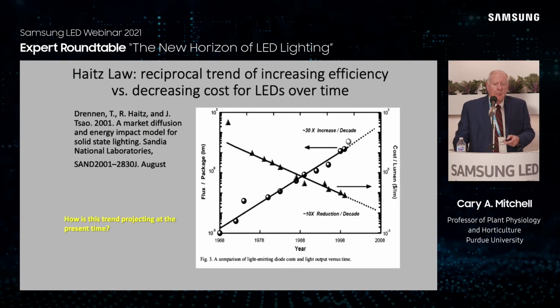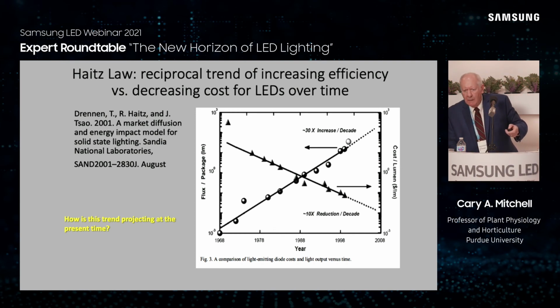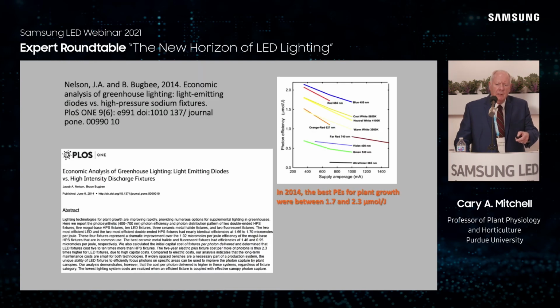All right, at the beginning of the 2000s, Haitz's law came out, and they projected that over the course of decades, there will be a reciprocal trend. The efficacy, the efficiency of the LEDs would go up, and the cost of them would come down. And yeah, that occurred for a while, but that hasn't been republished since almost 20 years ago.